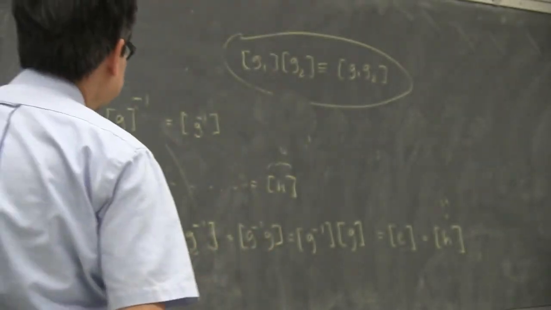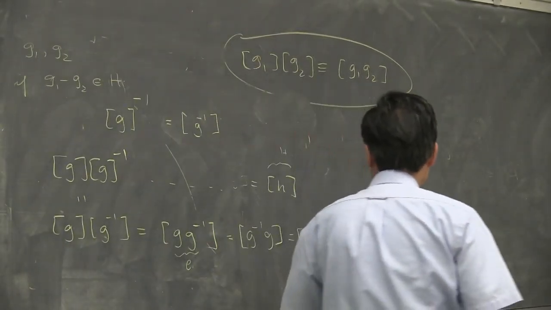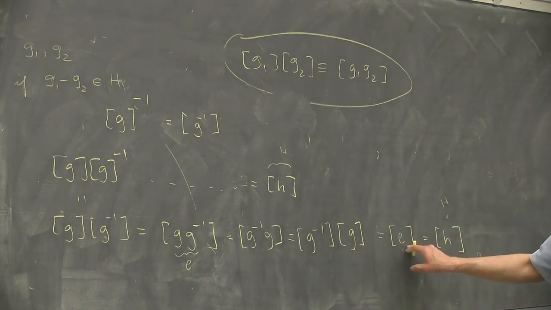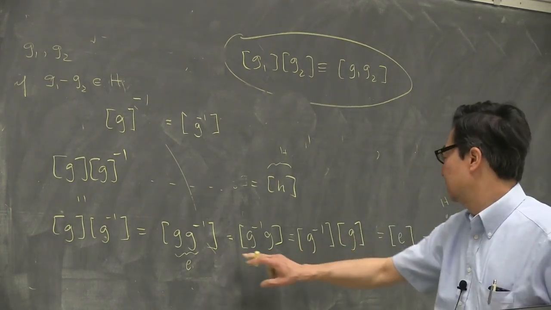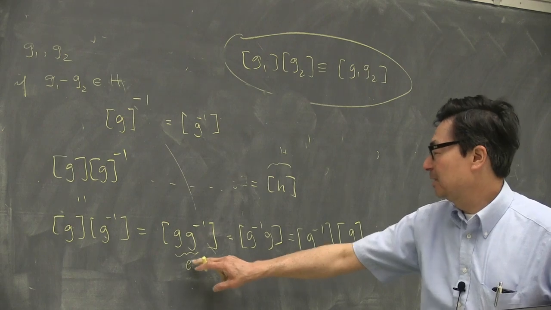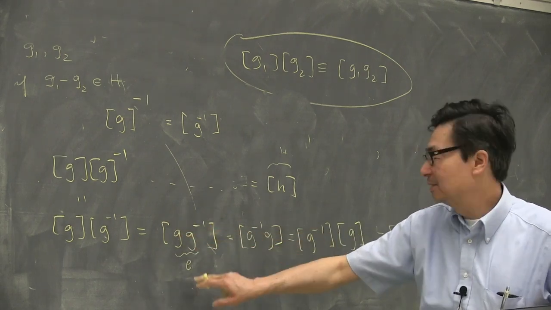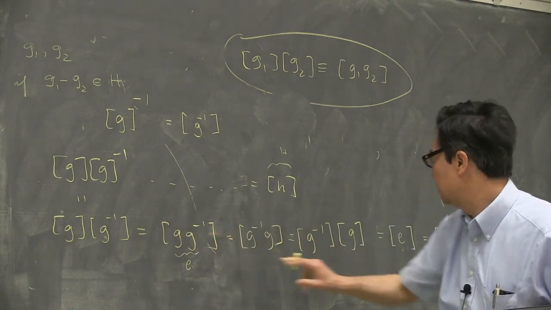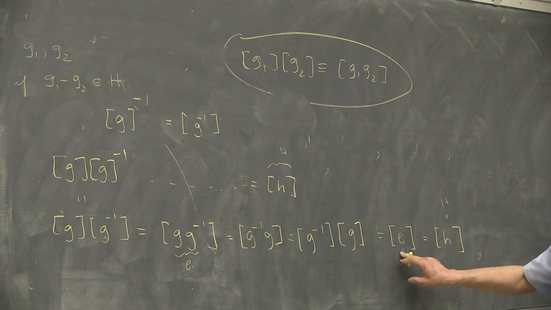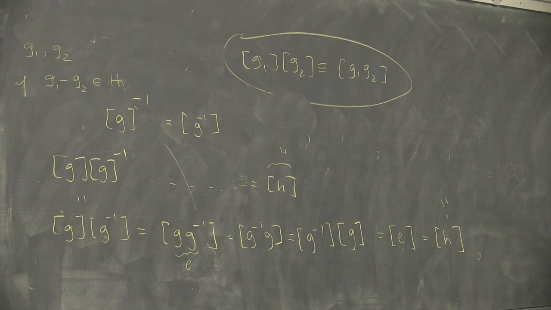Which portion? Here? Yeah. How do I make the leap? Because this is equal to this. Because I'm suddenly using this equal. Because G times G inverse is E, so this becomes E. And it is an equality all the way through. So then you were essentially just manipulating it into different expressions? Yeah, I am manipulating it.